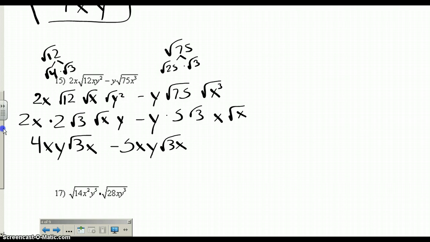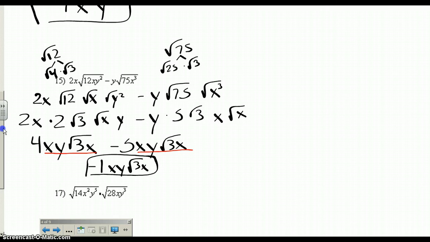So here's what you need to look for. The only way they're going to be like terms is they have the exact same variables and numbers underneath the square root, which they do. So we have 4 of them, and we subtract 5 of them, which gives us a -1 xy to the 3 square root of 3x.